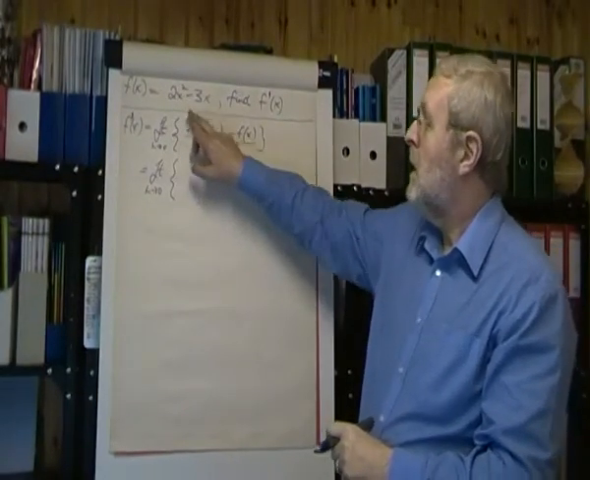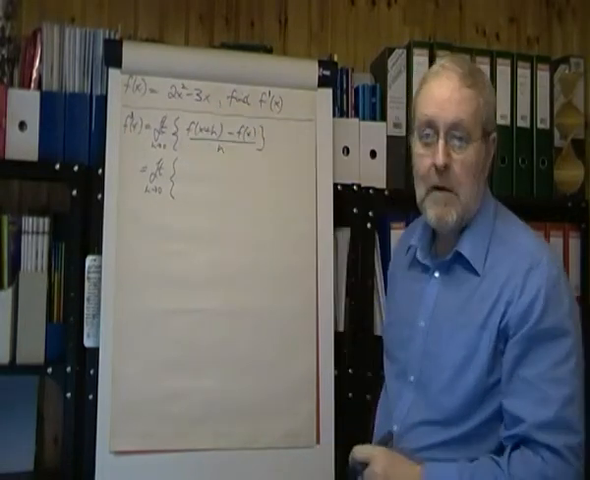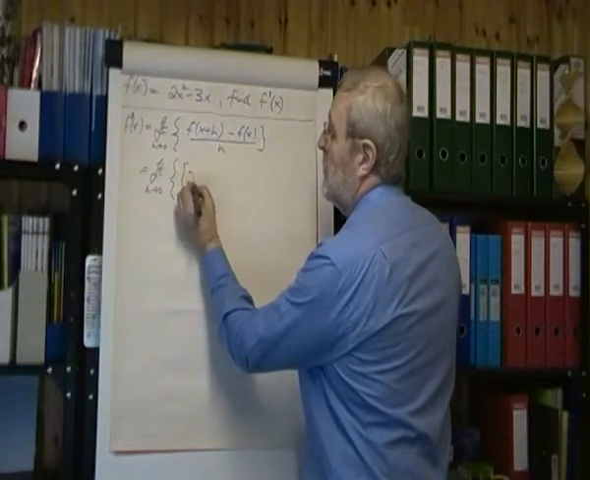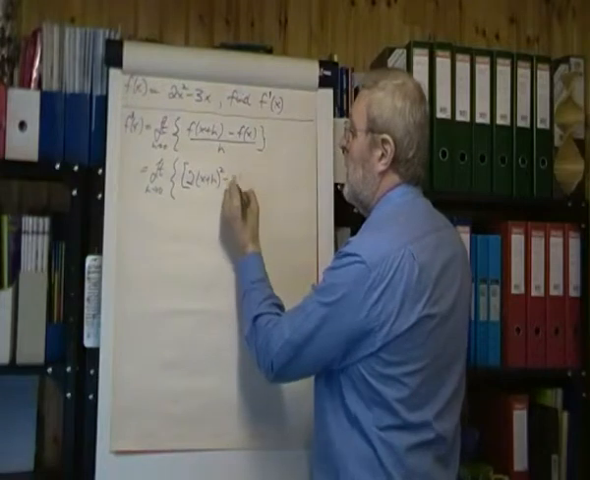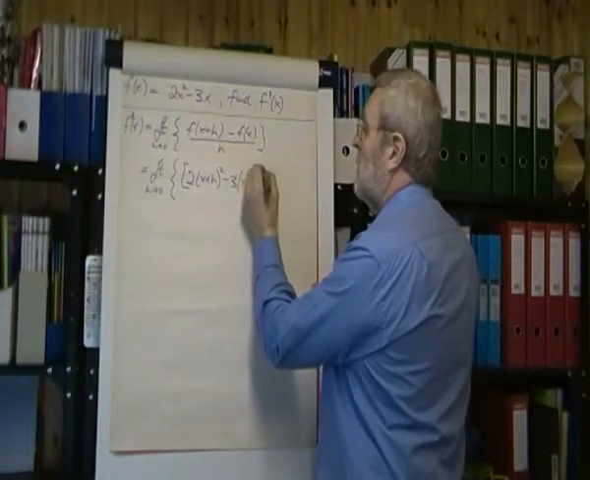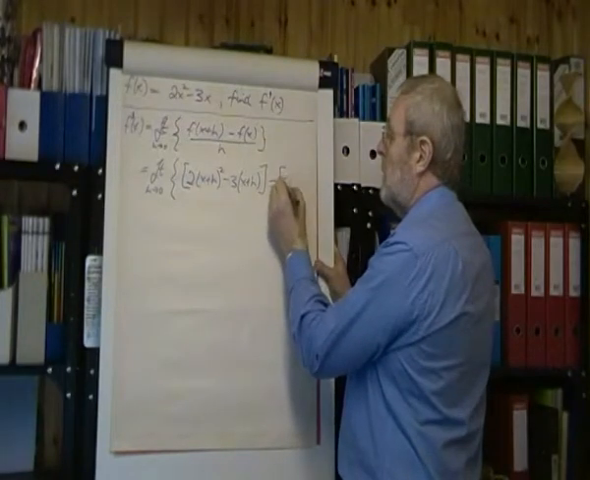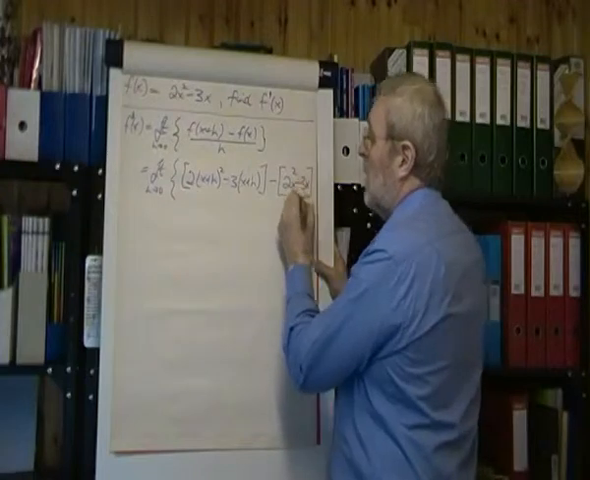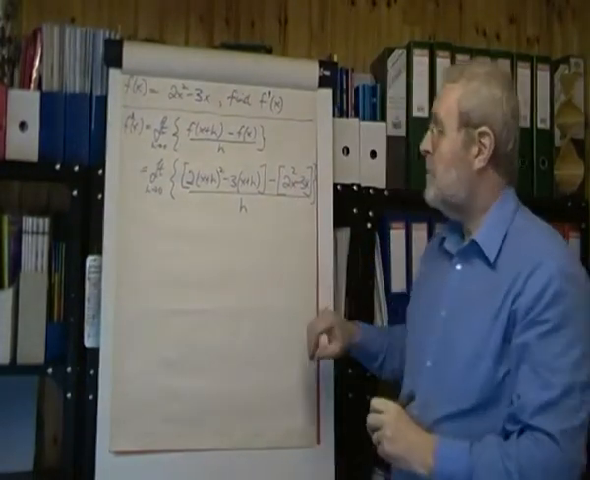So what I have to do now is to rewrite the formula and put in the function evaluated at x plus h. Now this is the function evaluated at x, so I replace each of these x's by x plus h. So what I've basically got here is 2 lots of x plus h squared minus 3 lots of x plus h, and then I take away the f of x, which is the function I started with, and all of that is divided by h.